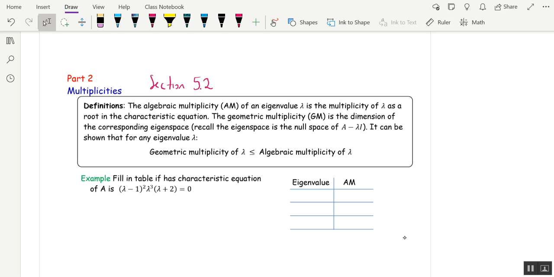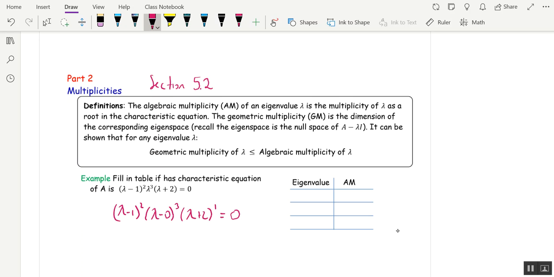So let's just start with a super easy example. Suppose A has this characteristic equation. Let's fill in the table. We're going to write down the eigenvalues and the algebraic multiplicities. So the eigenvalues are the roots. Think of this as lambda minus 1 squared, lambda minus 0 cubed, and lambda plus 2 to the 1.